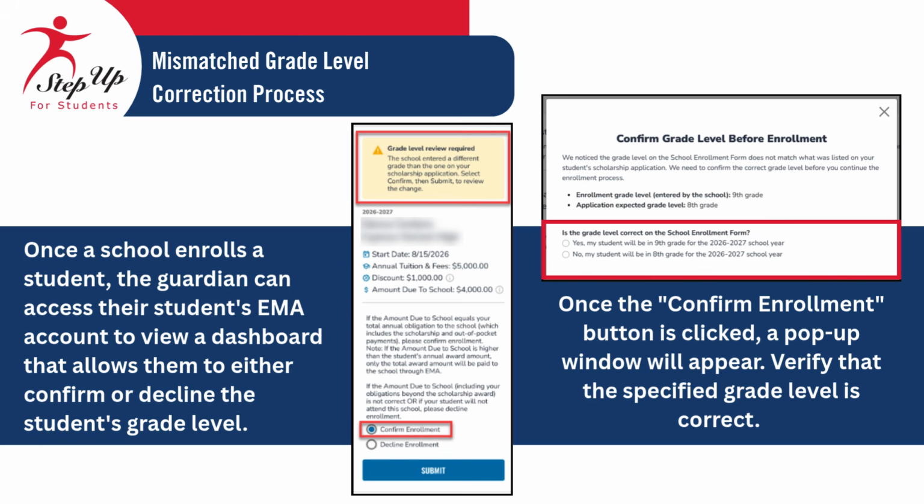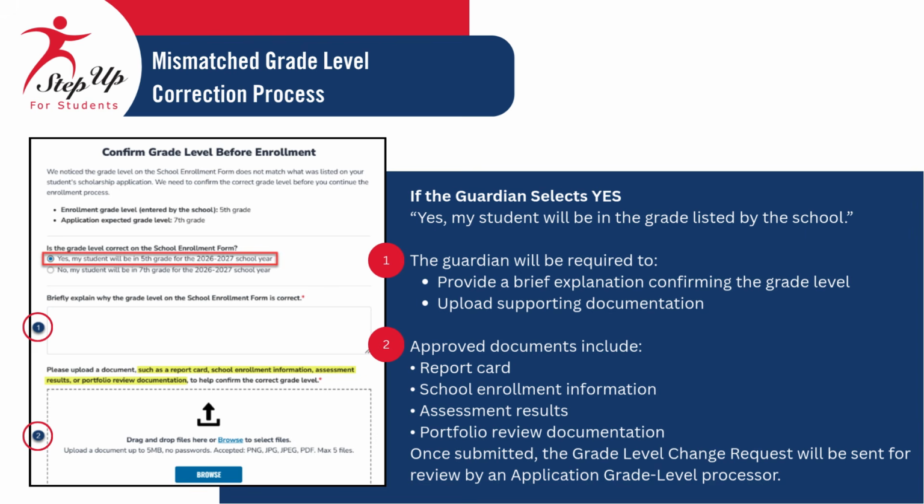If there is a mismatch in grade level, the system will prompt the parent or guardian to review that information before confirming enrollment. Once you click Confirm Enrollment, a pop-up window will appear asking you to verify whether the grade level shown is correct. When a guardian selects Yes to confirm the grade level, they are agreeing that their student will be in the grade listed by the school.